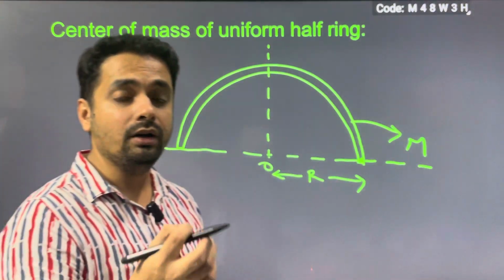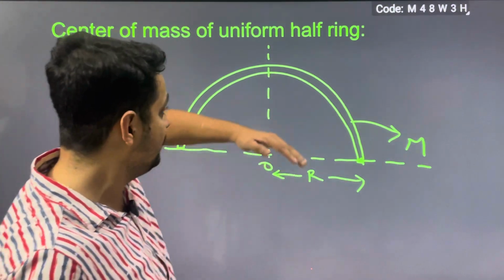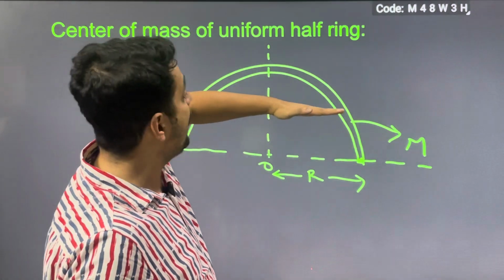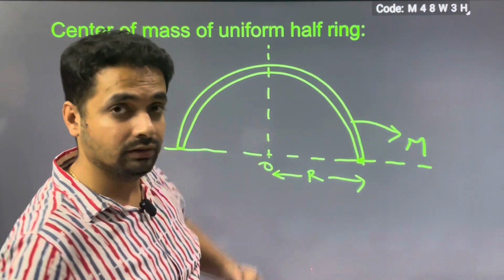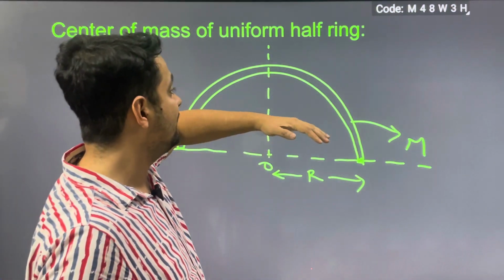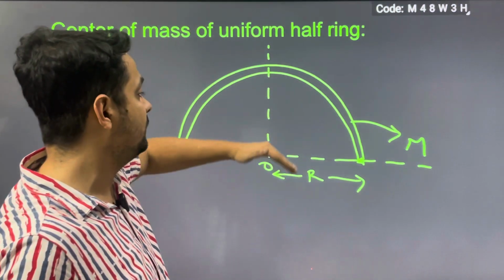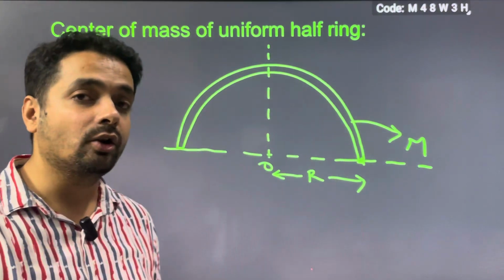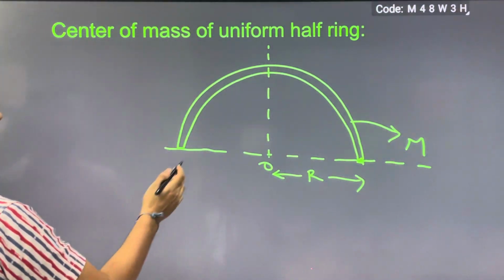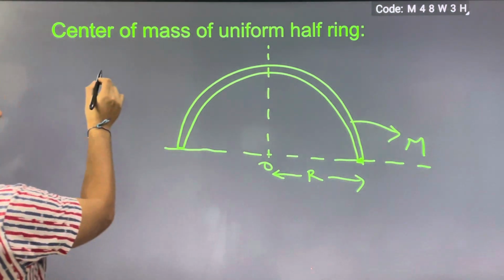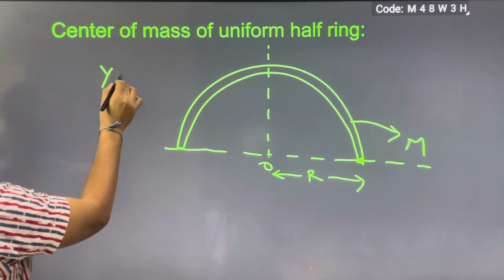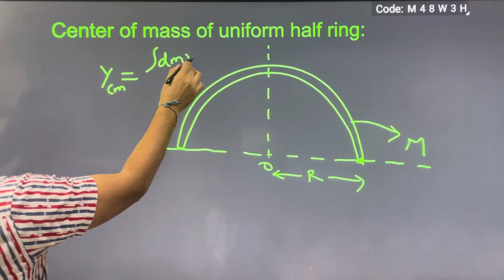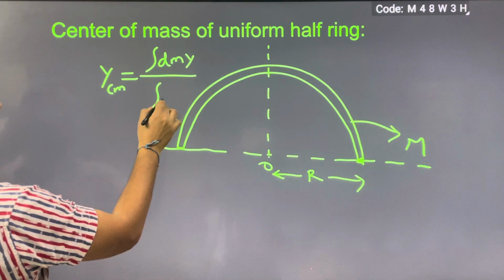Our objective is to find the y center of mass. Because when I keep my hand on the y-axis like this, the upper and lower halves are not symmetrical. So the center of mass will definitely not be at the physical center, it will be somewhere up from the physical center. So we will use the same formula, integration of dm y divided by integration of dm.